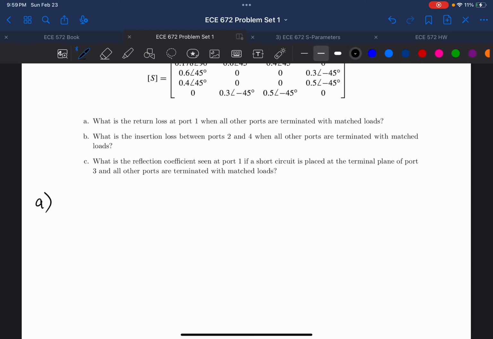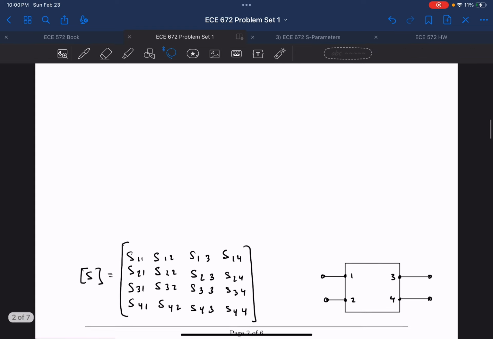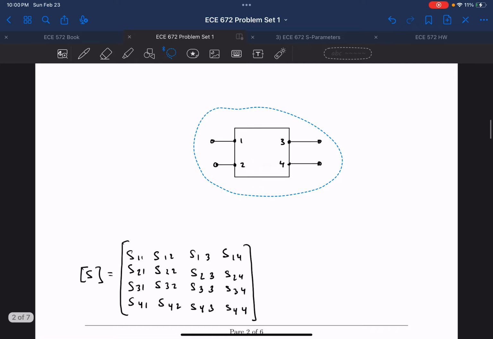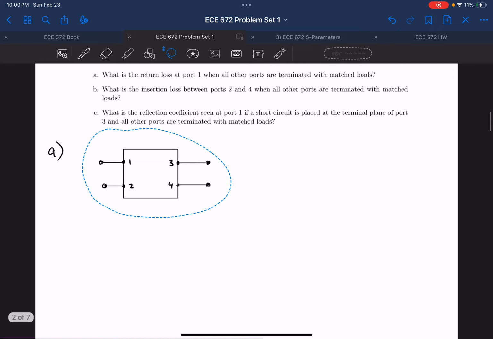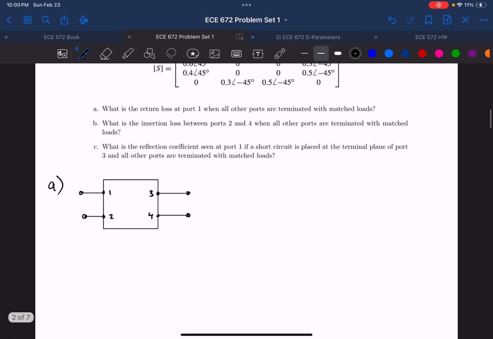So part A, first I want to get a visual of the four-port network. Right, this is what the four-port network looks like, and we want to find the return loss. So return loss is equivalent to minus 20 log magnitude of the reflection coefficient in dB.